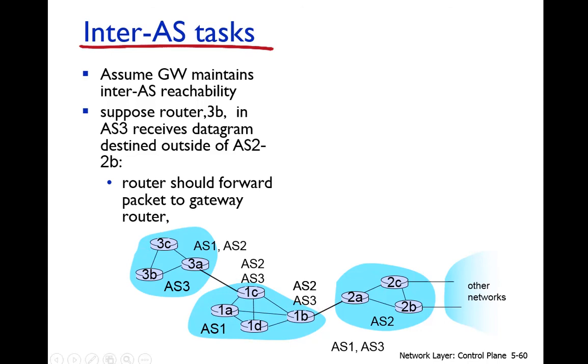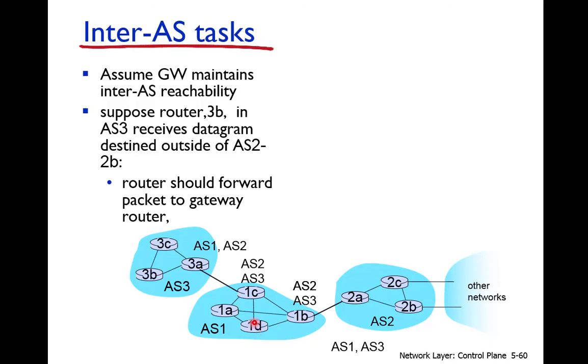Now again I would like to emphasize that suppose we assume that only the gateway routers maintain the inter-autonomous system reachability. So in this case it works fine. However, suppose this 1D wants to send data to 2C, to autonomous system number 2.